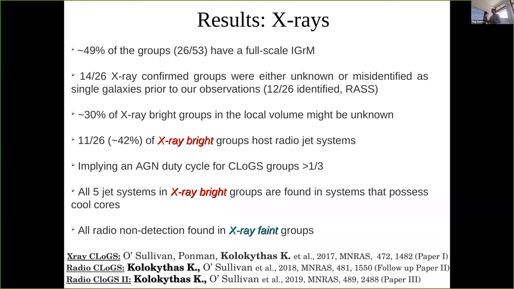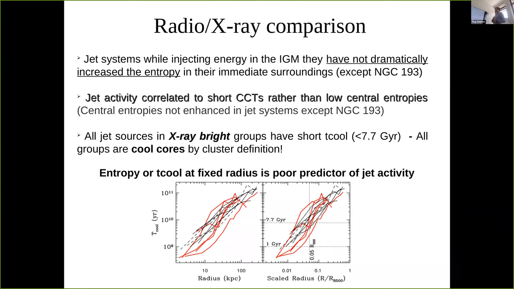All of the 5 jet systems that are in X-ray bright groups are found in systems that possess cool cores. I will get into that in a minute. And all radio non-detections are found in X-ray faint groups. So we're starting to see a pattern here. We have seen that the jet systems, while being in X-ray bright environments and injecting energy in the intra-group medium, have not dramatically increased the entropy of their immediate surroundings, except for one system, NGC 193, which I will talk about shortly in detail. So the jet activity in groups is correlated to short central cooling times rather than low central entropies. And all jet sources in X-ray bright groups have short central cooling times, less than 7.7 gigayears. But by definition, all groups are cool cores by cluster definition.